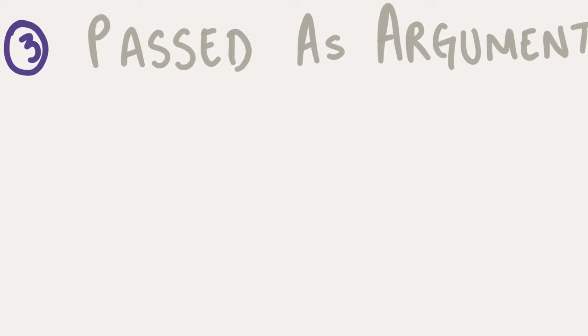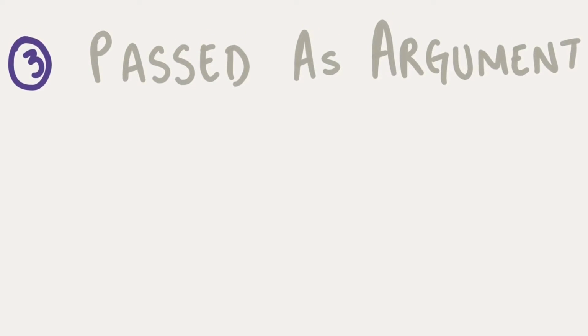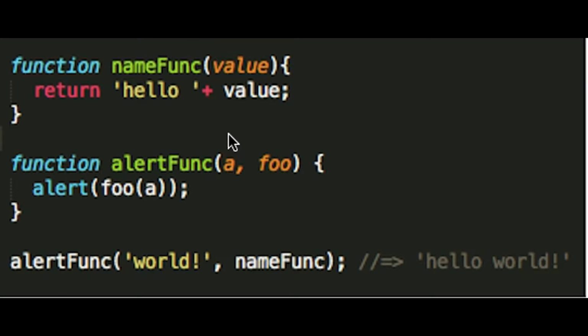For the third capability, we will see how JavaScript functions can be passed as arguments to other functions. Take a look at the third example. Here we have two functions, nameFunc and alertFunc. The nameFunc function has only one parameter called value, and basically we're returning a hello, and we include value here. So it should just return us a string.